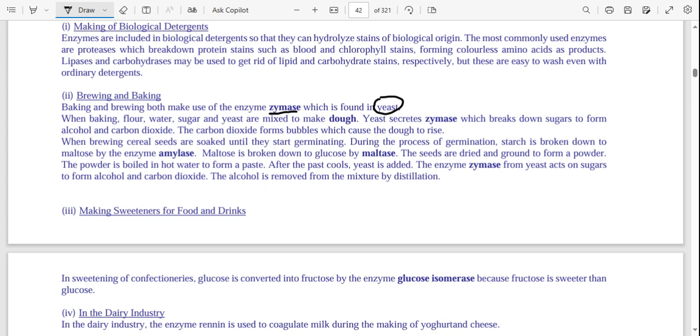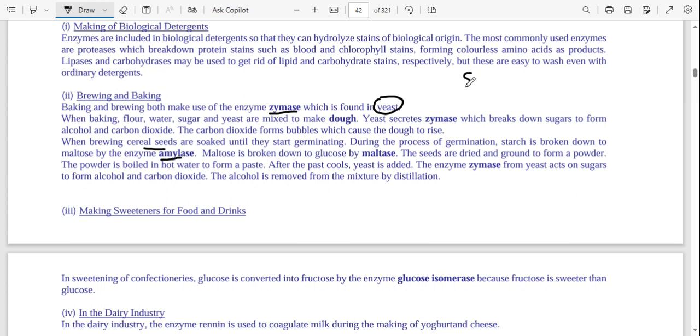When you are brewing, like making beer and other things, cereal seeds are going to be soaked until they start germinating. If you have ever seen where they make kachasu, okay, you are going to get maize, you soak it in water, you put it in a plastic until it starts to germinate. And then during this process of germination, the starch is going to be broken down to maltose by the enzyme amylase.